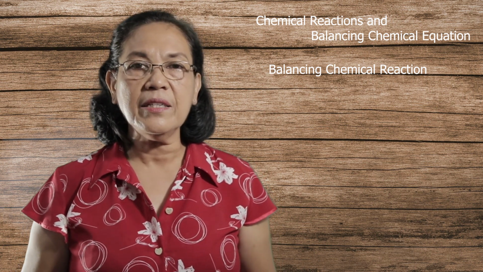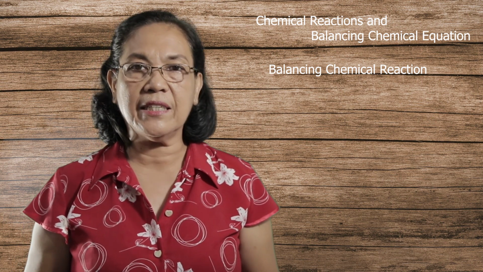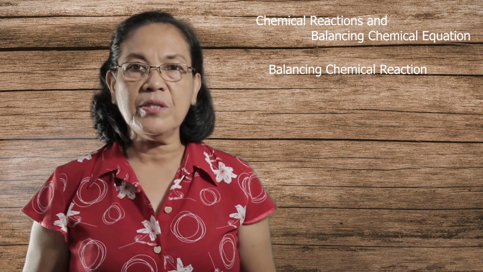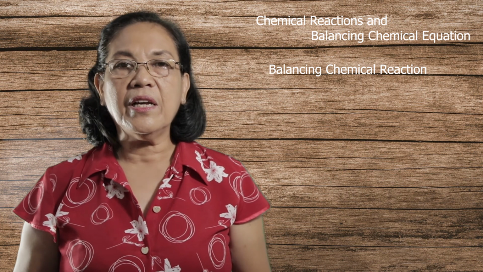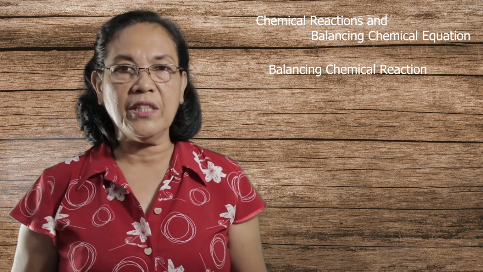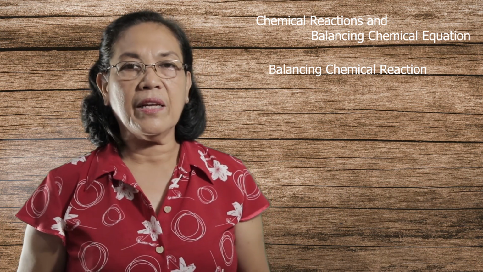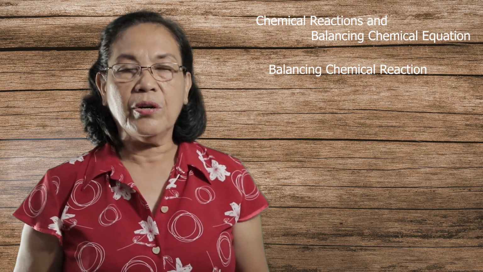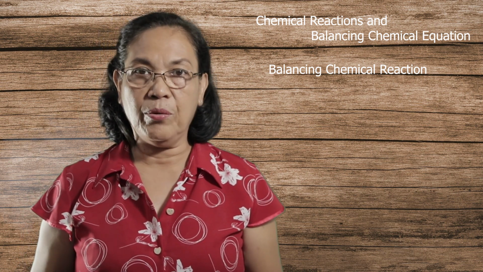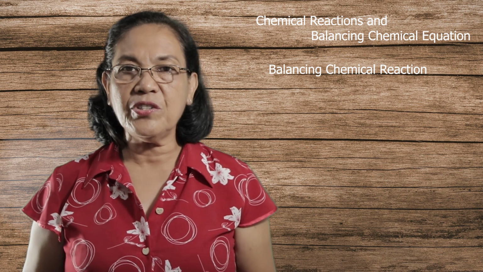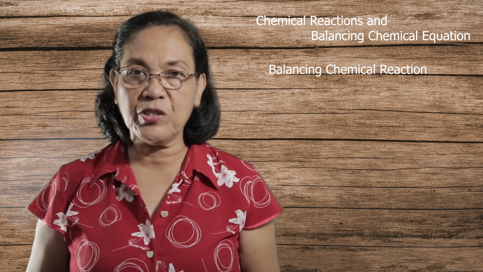Another suggestion is balance the monoatomic ions last. And if fractions appear while you balance the chemical equation, convert these fractions into a whole by multiplying it with the least integer or the smallest integer to make it a whole. So those are the suggestions on how to balance a chemical reaction by inspection.